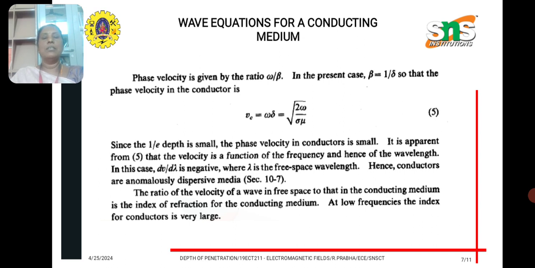So the phase velocity in the conductor is given by v is equal to omega delta is equal to root of 2 omega by sigma mu. So when 1 by e depth is small, the phase velocity in the conductor is also small, and the velocity is a function of frequency and hence the wavelength. The ratio of velocity of a wave in free space to that in conducting medium is the index of refraction for the conducting medium. At lower frequencies, the index of conductors is very large.